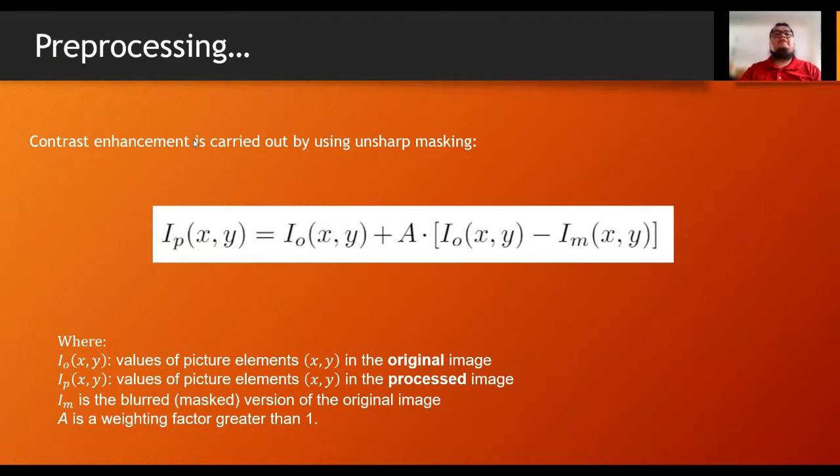To improve the visualization and the contrast of the images obtained from the dataset, we used the unsharp masking method, in which IP represents the values of picture elements in the processed image. IO represents the actual pixel values in the original image. A is a weighting factor greater than 1. It's randomly selected. And IM is the blurred or masked version of the original image.